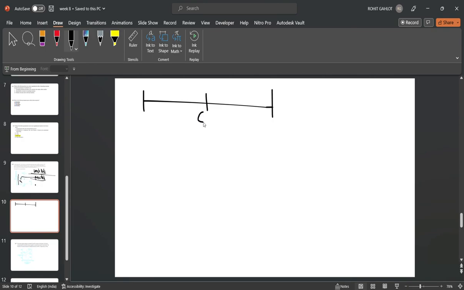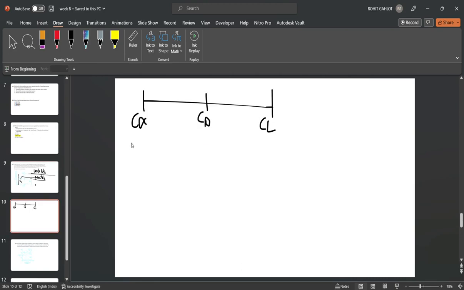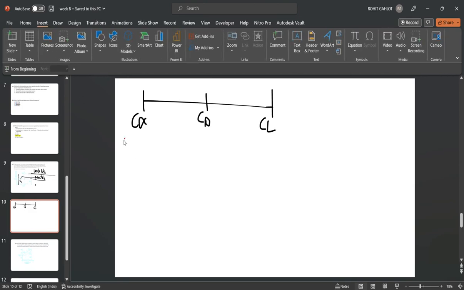So if we simply do it by the lever rule, this is your C0 concentration, this is your C alpha, and this is your Cl. Here at C alpha the concentration is 0.025, here it is C0, and here it is 0.8.